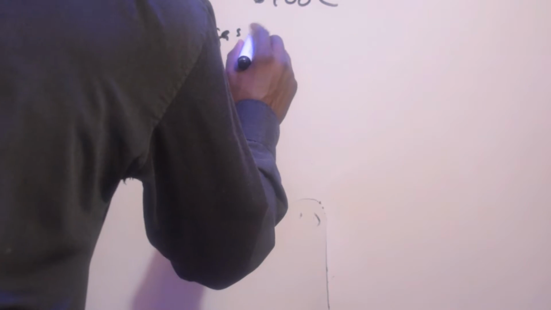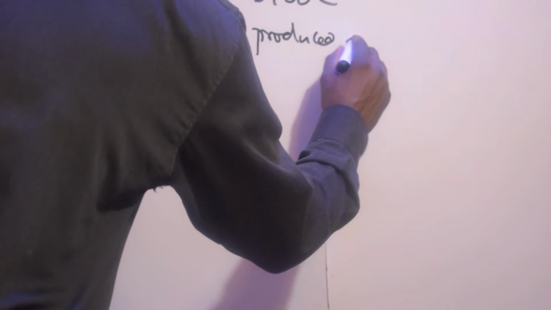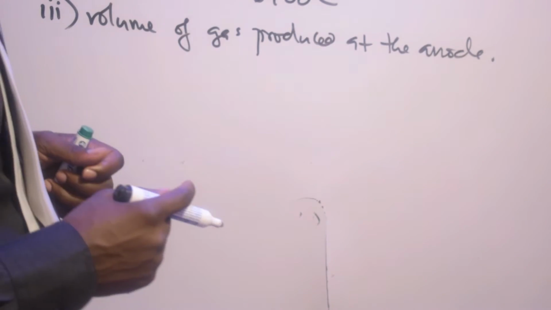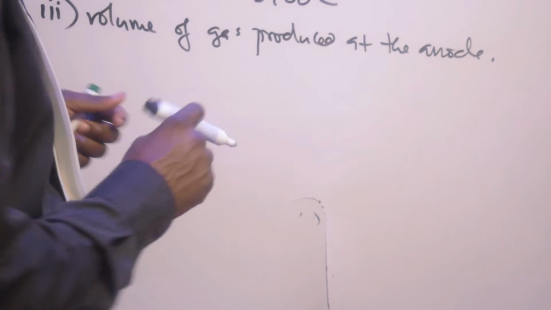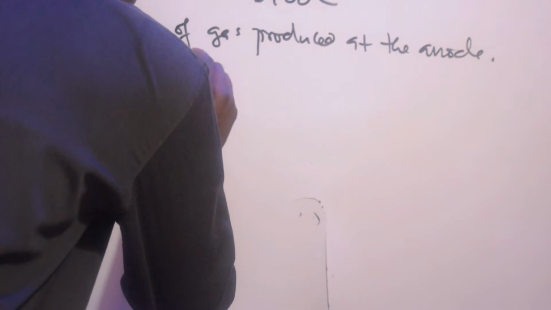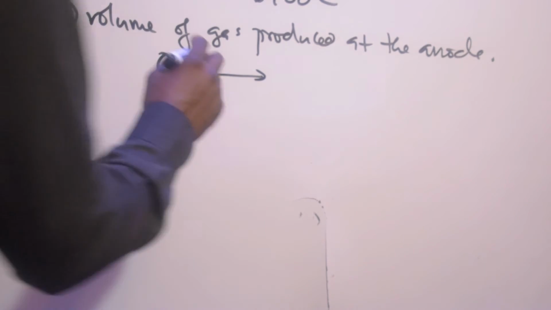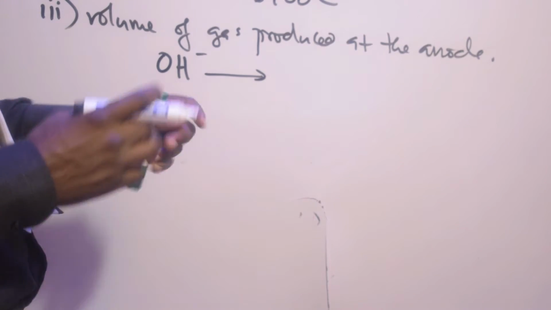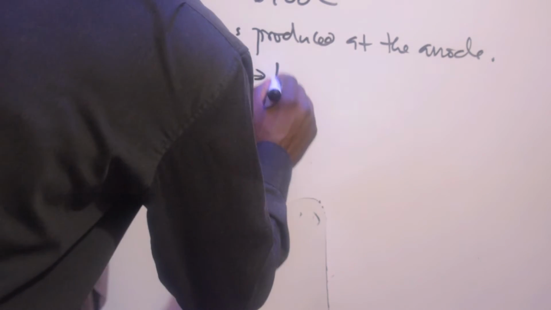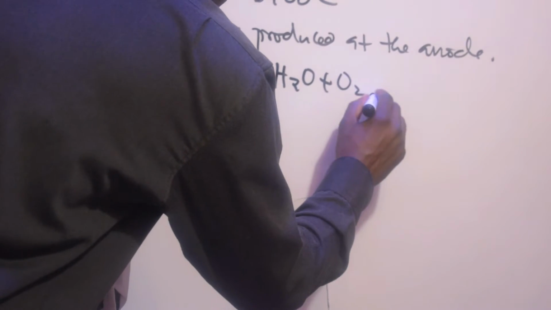The volume of gas produced at the anode. At the anode, of course, we have the sulfate ions and we have hydroxide ions. Very important to note that. And we said that hydroxide ions have the highest tendency to lose electrons, and therefore I'm going to have hydroxide ions losing electrons. As hydroxide ions lose electrons, the oxygen atoms and the hydrogen atoms produced will recombine, and we're going to have water plus oxygen gas being produced.